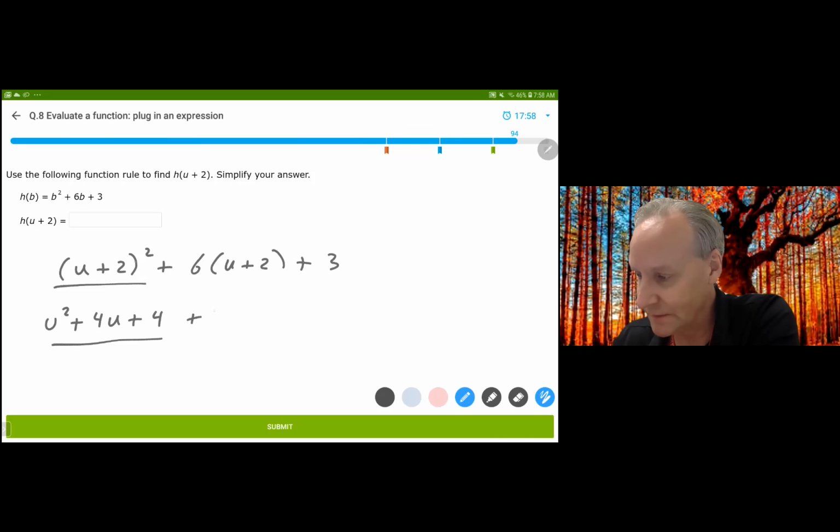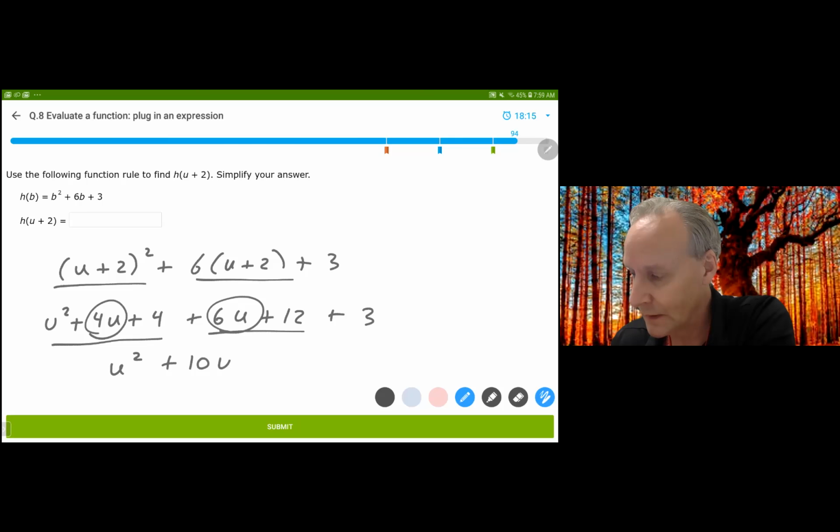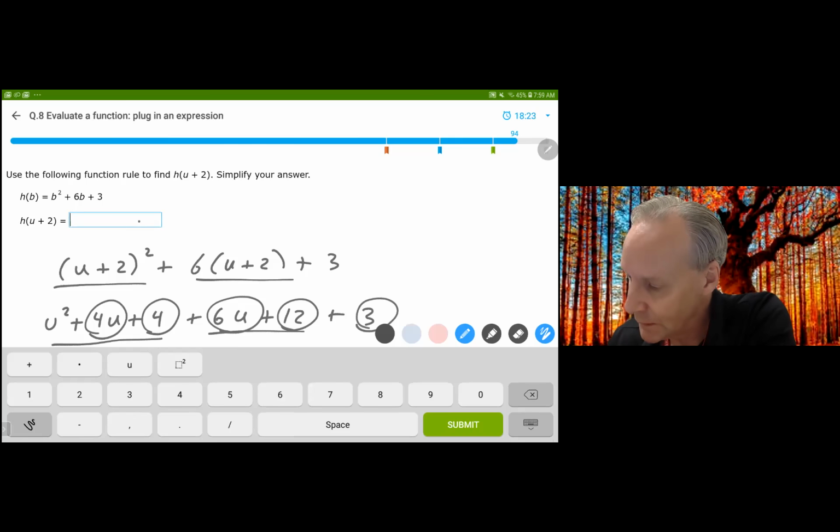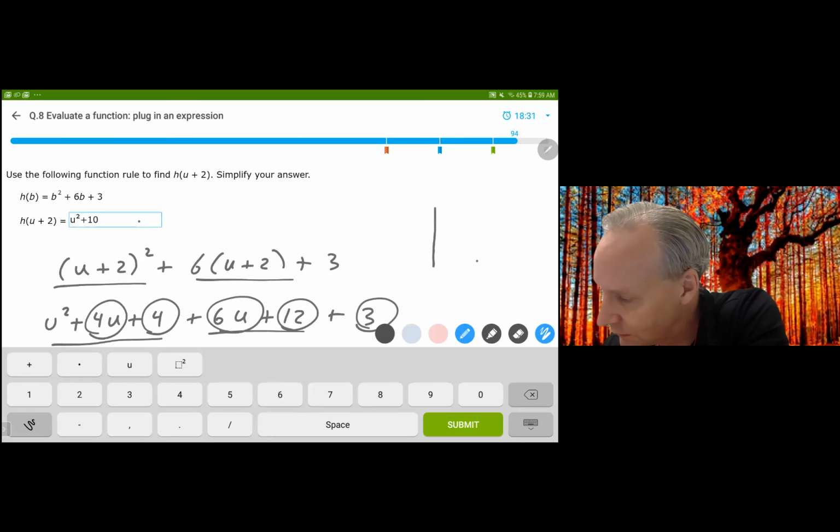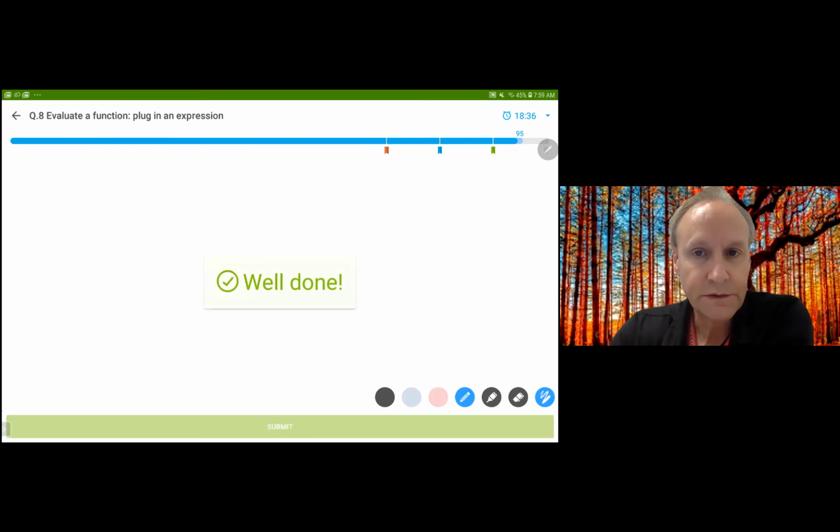I'm going to distribute my 6, which is 6u plus 12, and then I'm going to add my 3. So that part got distributed, and I have to add up all my common terms. I have a u squared all by itself. I have 4u and 6u, which makes 10u. And I have 4, 12, and 3, which makes 19, doesn't it? That's it. U squared. Oops, can't see it anymore. Well, I know it's plus 10u plus 19. Looks good. Should have written it where I could see it.